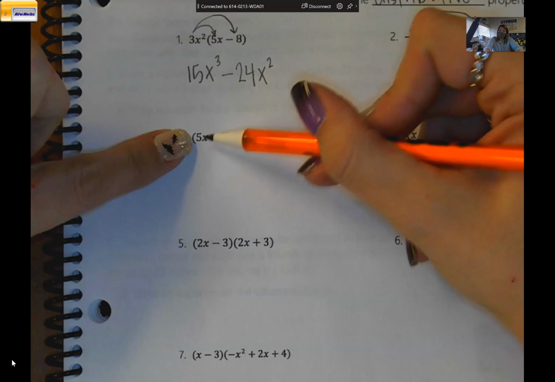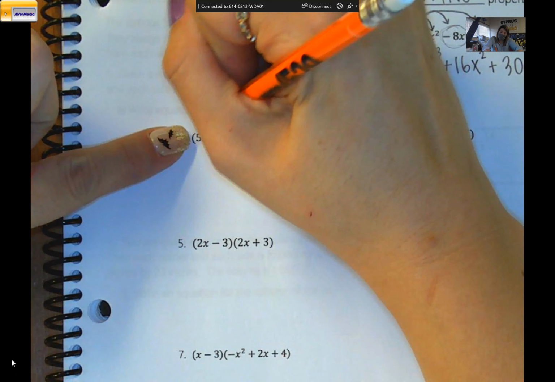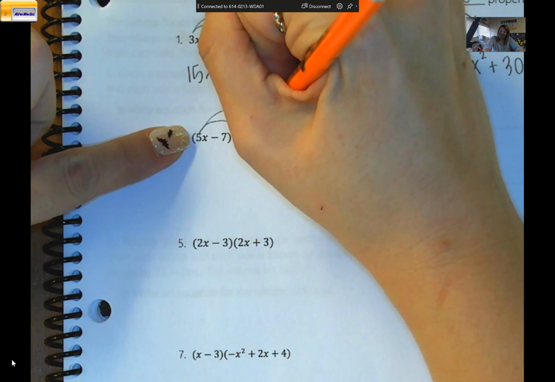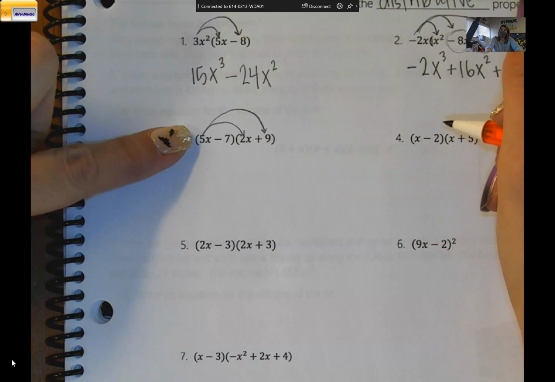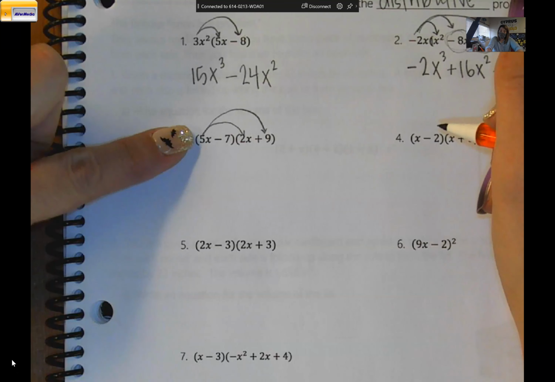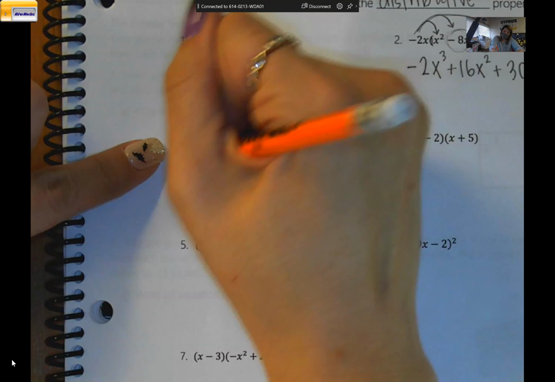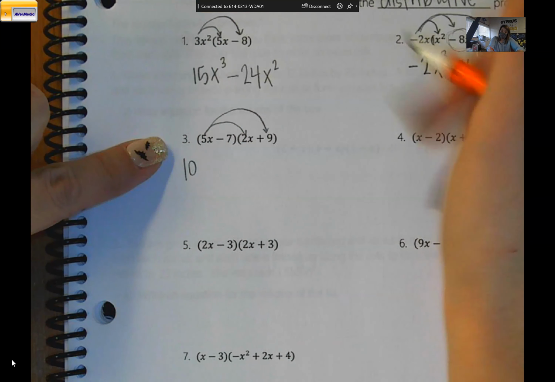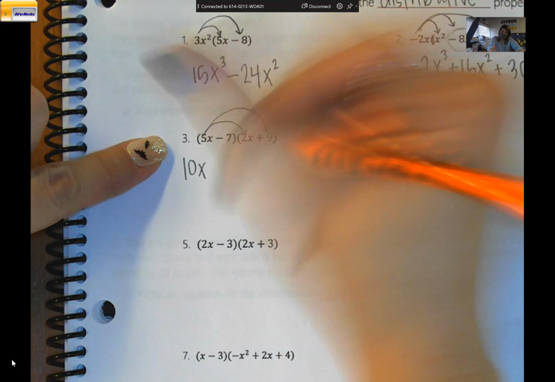So we start here at the first term, and we need to multiply this first term into both of the terms in the next parenthesis. So that's where we start. 5 times 2 is going to give us 10. X times x is what? X to what power? 2.